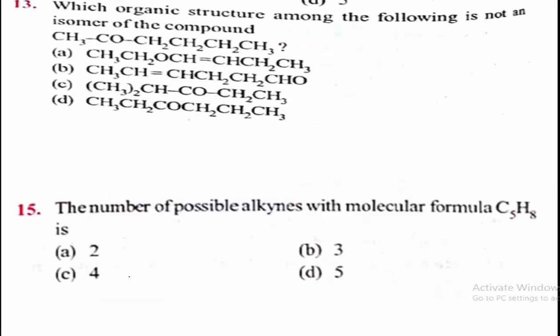Next, question number 13 students. Which organic structure among the following is not an isomer of the compound? Okay, here isomers mean structures containing the same molecular formula but the arrangement of atoms is different. Is it right? Yes. So the molecular formula of the given compound: the total number of carbon atoms is 6.